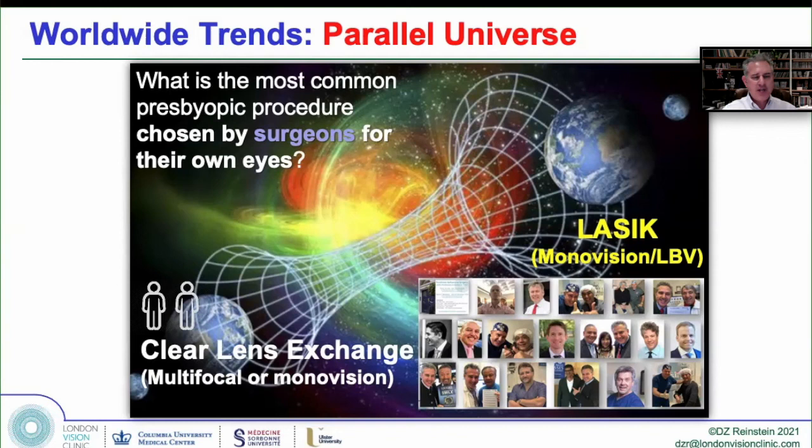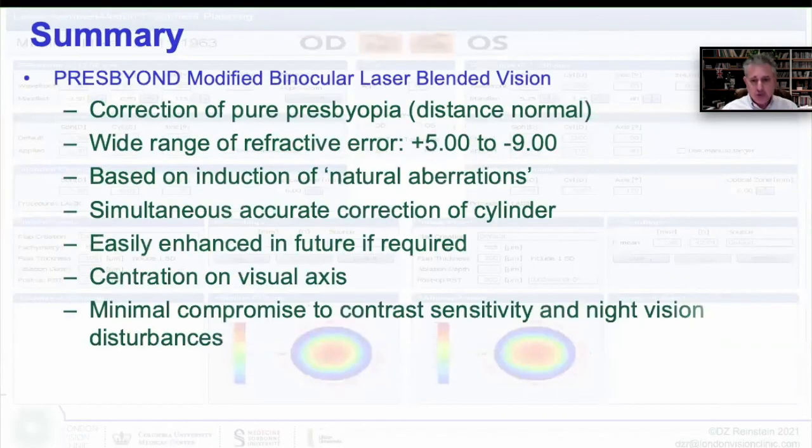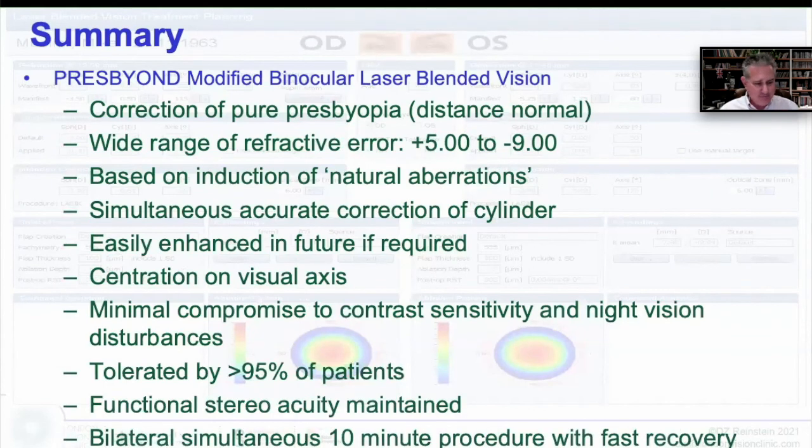So when we understand all of the benefits of extended depth of field by spherical aberration, the ability to correct pure presbyopia with no refractive error, the ability to correct presbyopia with a refractive error from +5 to -9 using a natural spherical aberration, which is naturally occurring in the eye, being able to accurately correct the cylinder at the same time, being able to easily enhance this result in the future if the eye shifts, being able to center the treatment on the visual axis with an eye tracker, the fact that it's tolerated by more than 95% of the patients that walk through your door, and that it's a 10-minute procedure that heals in a few hours, with patients reading the menu that night without glasses with their husband or wife, and coming in the next day to book in for you.